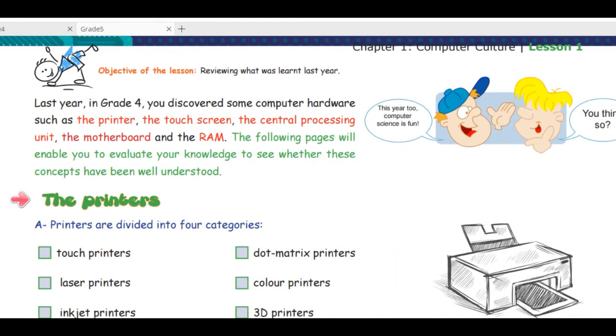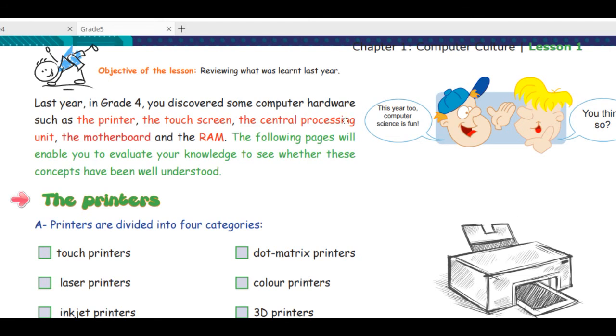Lesson 1, Chapter 1, Computer Culture for Grade 5. The objective of this lesson is to review all skills learned in Chapter 1 for Grade 4. The duration of this lesson is 1 hour. The objectives are already clear.